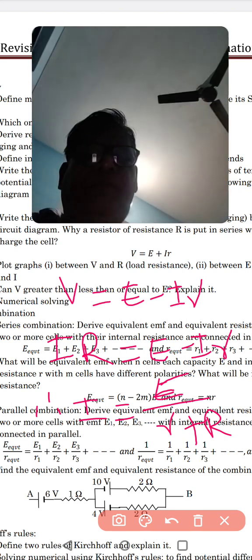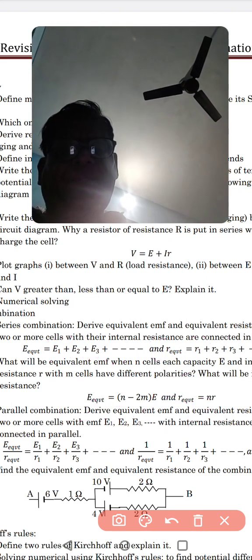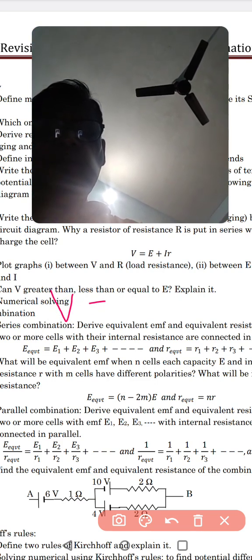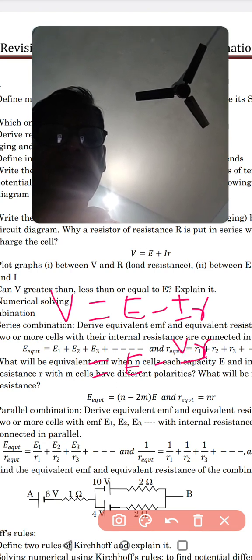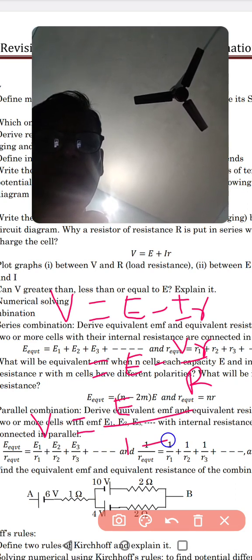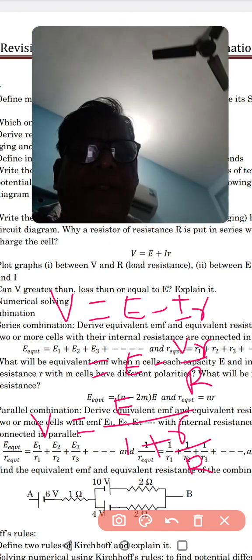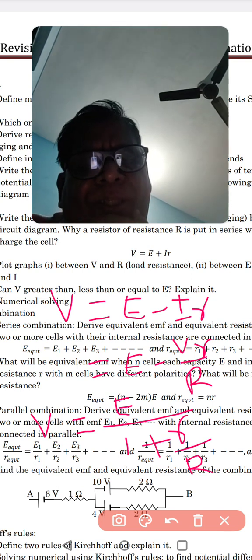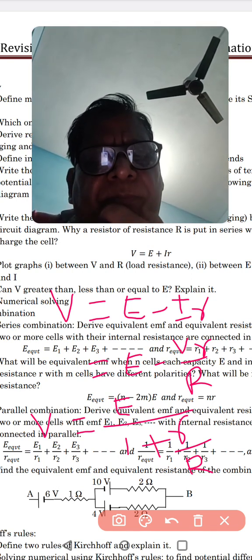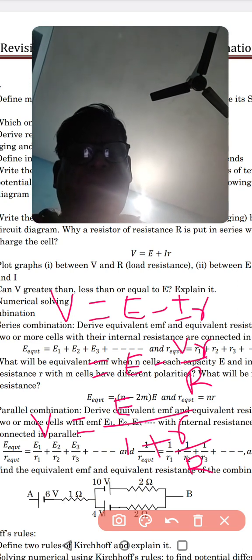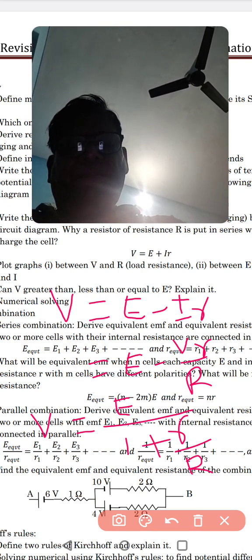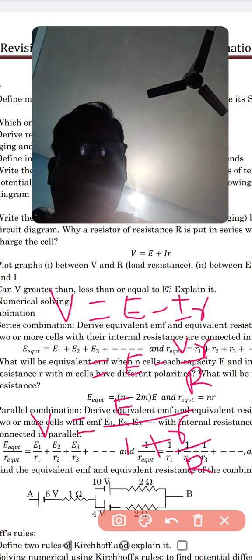We have to find the relation between V and R. We can write the expression V equal to E minus Ir, with I equal to V upon R, so V is equal to E upon 1 plus r by R. As R becomes infinity, the denominator becomes 1 plus 0, so V equal to E. When R equal to 0, the denominator becomes infinite, so V equal to 0. So the plot is as shown earlier.